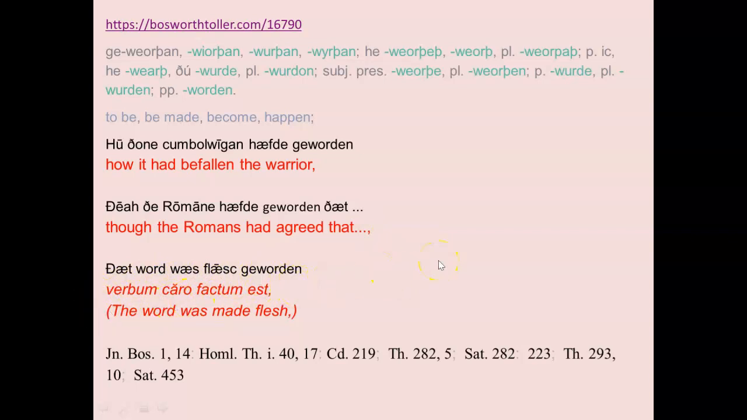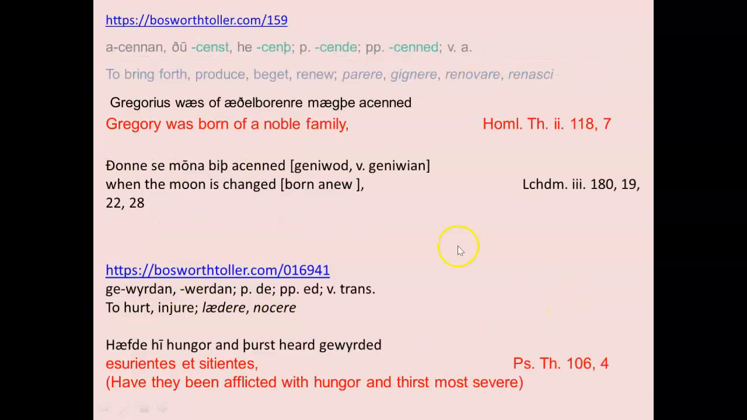We've been through that. And then Bosworth-Toller gives you some other documents and so on where it comes from, manuscripts of that era. Let's have a look at another word, acennan, to bring forth, produce, beget, renew.